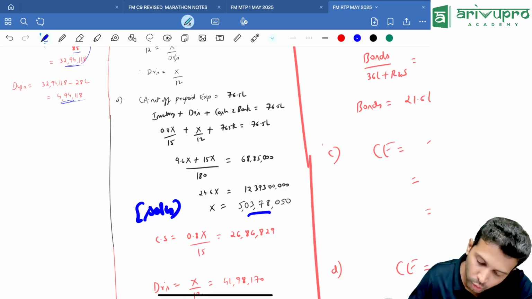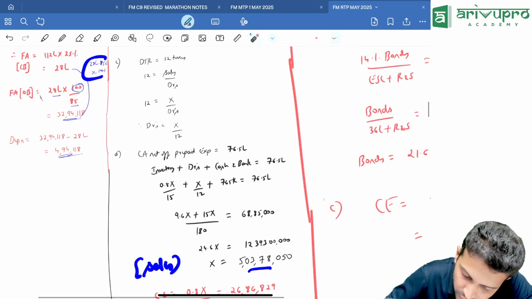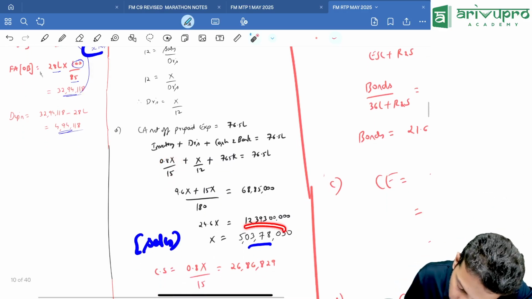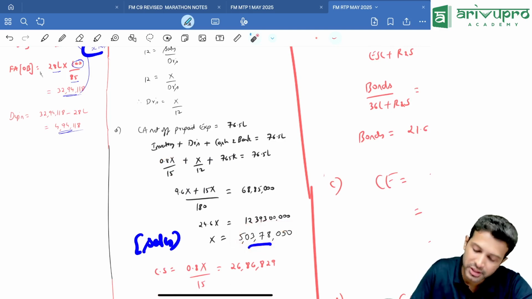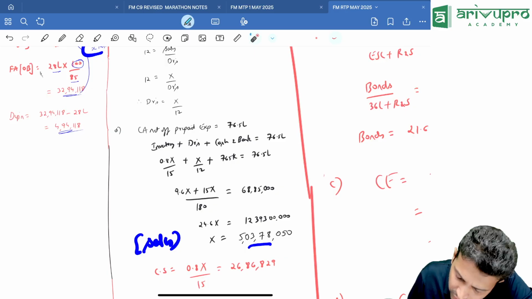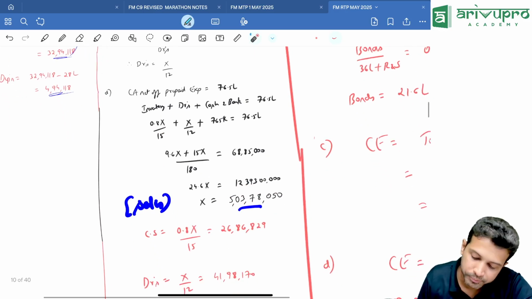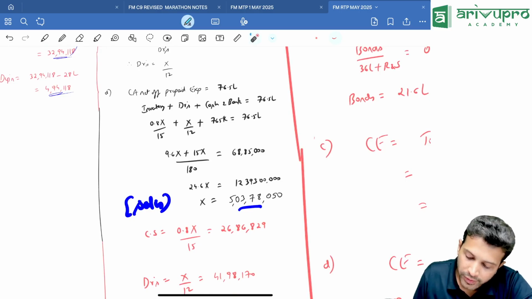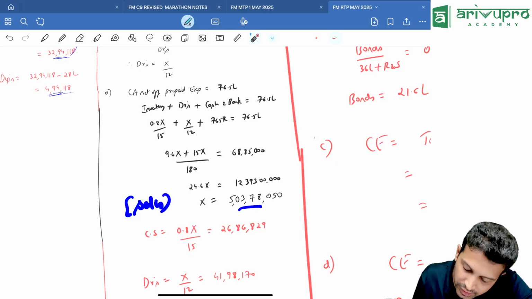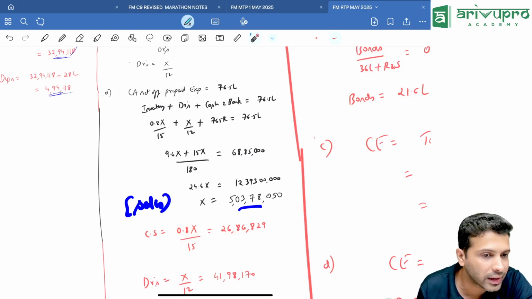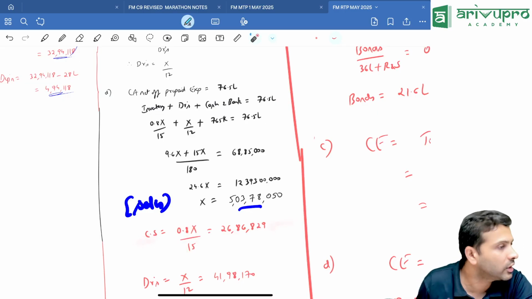How much will be your closing stock? Closing stock is 0.8x divided by 15. X is 5 crore 3 lakh 78,050, so multiply. You have to take 0.8 into this number divided by 15. 5 crore 3 lakh 78,050 into 0.8 divided by 15. If you do, you will get 26 lakh 86,829. That is the value of your closing stock.